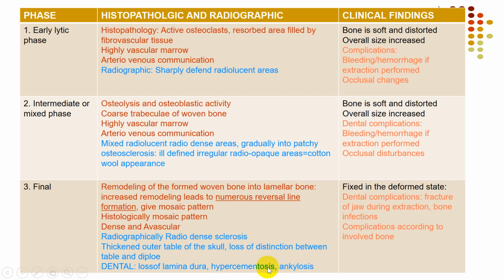Okay, in the latest stage, we will have hypercementosis and ankylosis and loss of the lamina dura. This is another cause here, because of the hypercementosis and ankylosis. So the cementum and bone, the lamina dura is lost already. There's no distinction.